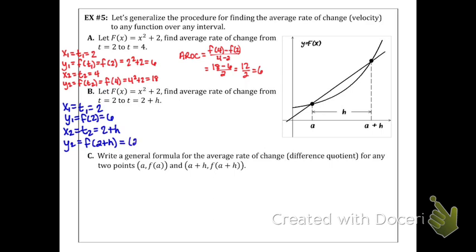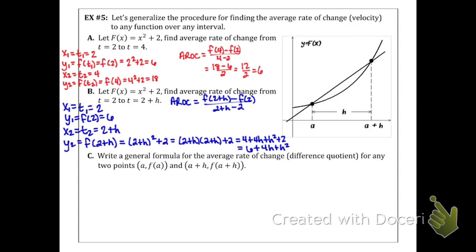So we end up with 2 plus h squared plus 2. We're going to do FOIL here, 2 plus h times 2 plus h, and then we have our plus 2. So we do that, we'll get 4 plus 4h, when I combine those like terms, plus h squared plus 2. So 6 plus 4h plus h squared. Then we're going to go through and do our average rate of change. So it's going to be our f of 2 plus h minus our f of 2 all over 2 plus h minus 2.